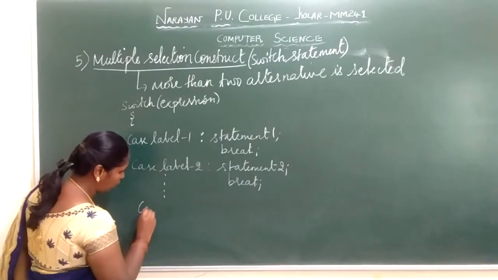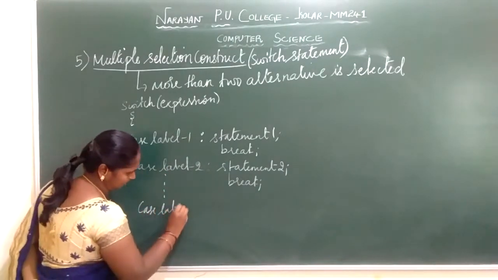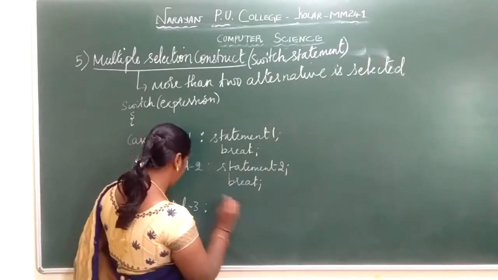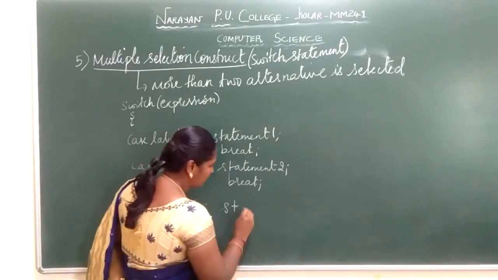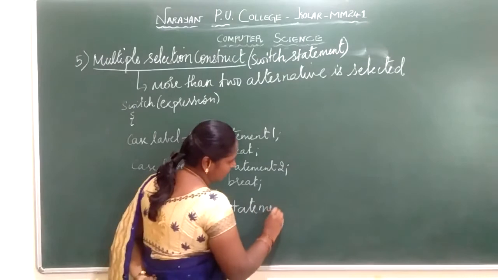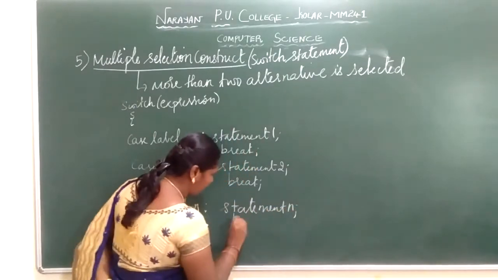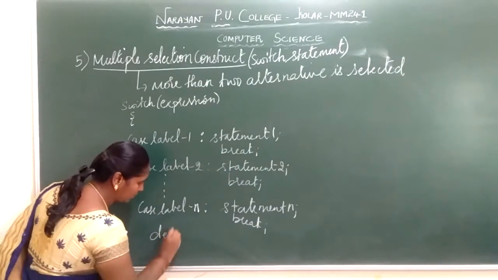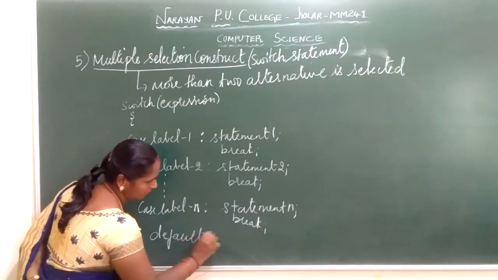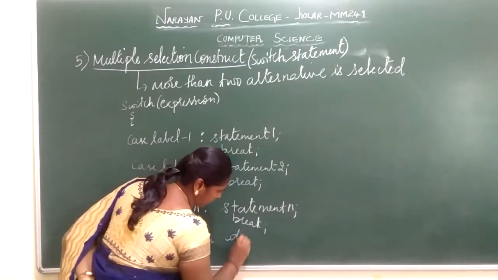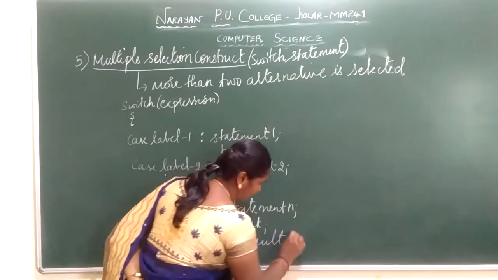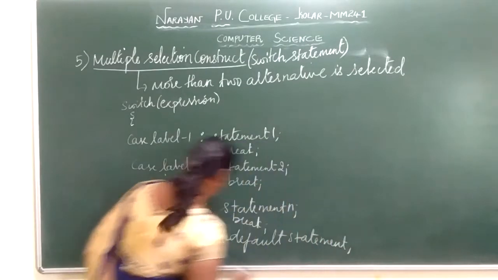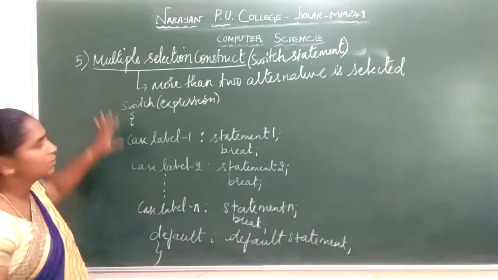So on up to case label 3, and finally case label n. Here you are going to execute statement n, then break. If none of the cases match, then you are going to execute the default statement, and you are going to close your switch expression.